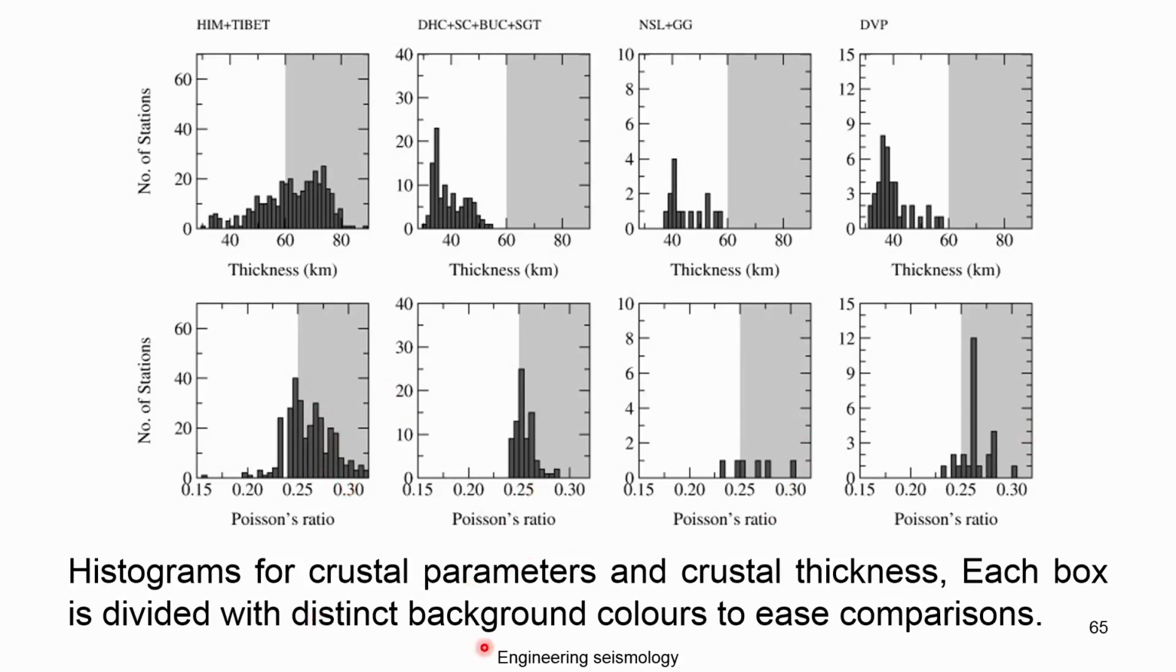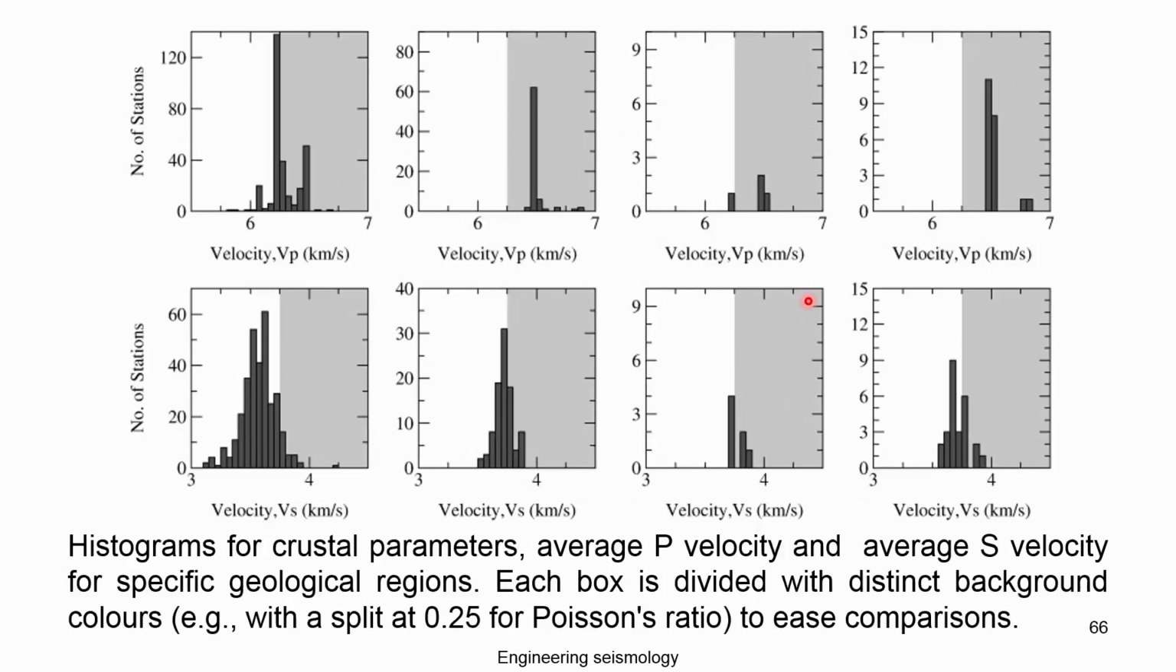The histogram of the crustal parameters and crustal thickness has each box divided with a distinct background color to ease comparison of the results, where higher side and lower side comparison is possible. That is why they are given. This kind of study will help you understand that if you know the thickness of the crust, then the depth of the earthquake and the velocity of the crust are useful.